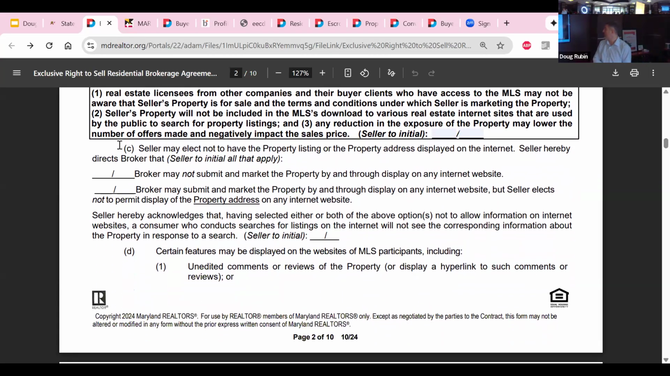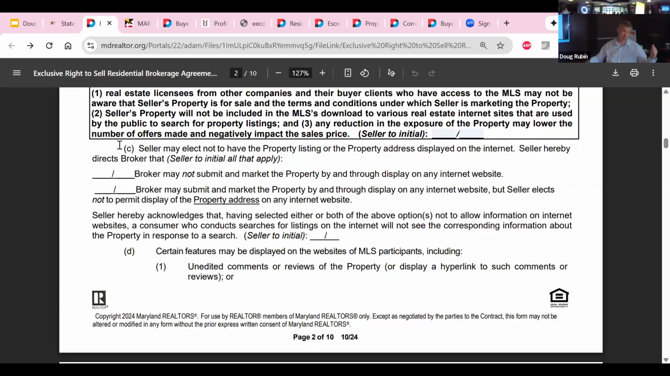Section C is similar, where there are really specific situations where this might apply. If there's a hyper-vigilant privacy risk, or you're working with a celebrity or a high-income person that maybe doesn't want their address to be published, or they don't want it on the internet, they just want it handled through your personal catalog. So in those situations, the seller can initial, hey, don't put it on the internet, don't allow the property address to be on the internet.